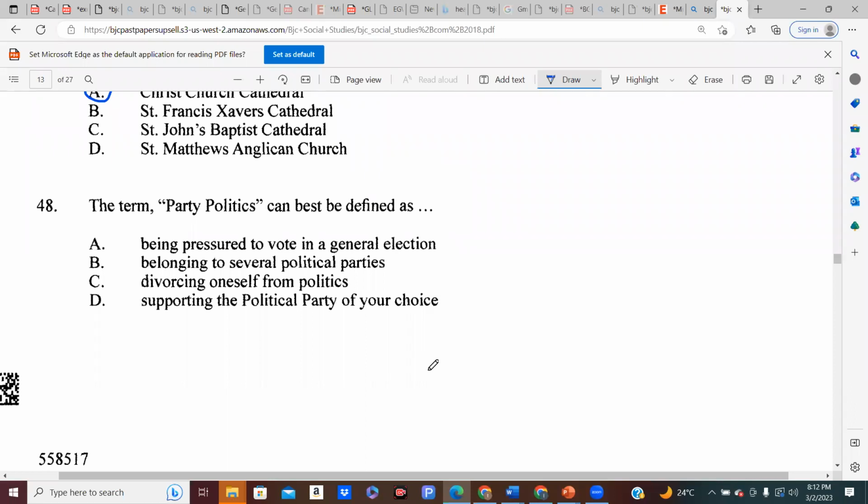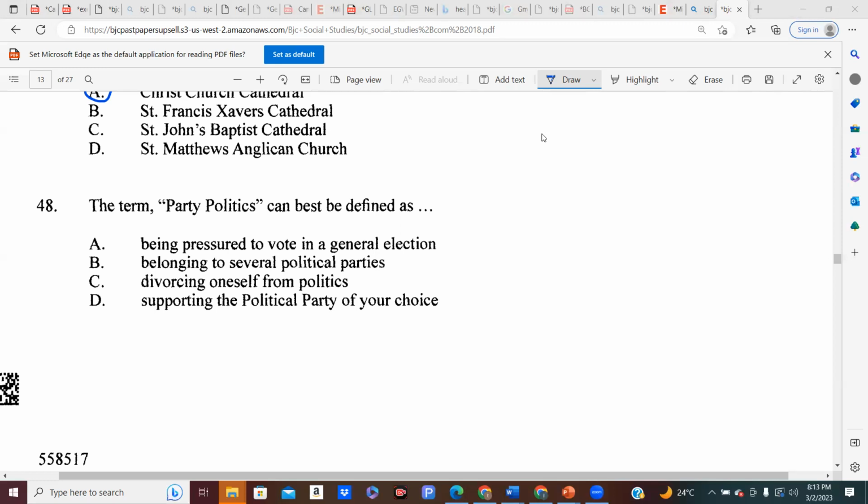All right, so one person put D. Lanai, you chose D. Yes, sir. Why did you choose D? I mean, it seems logical, like it makes sense. It's supporting the party, politics, supporting the political body of your choice. I don't know. It's just a guess. Okay.